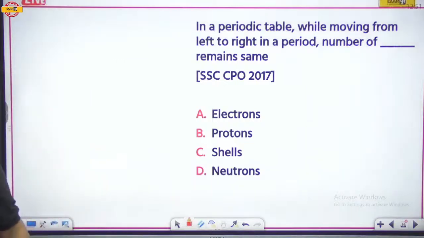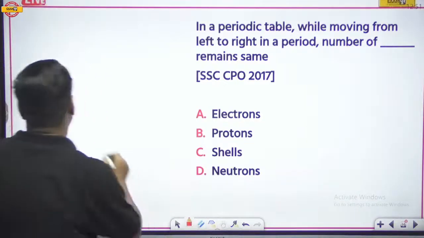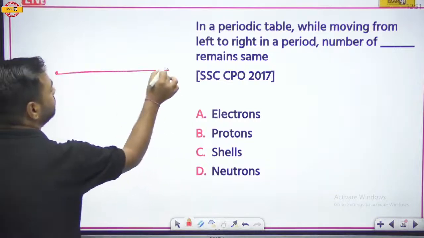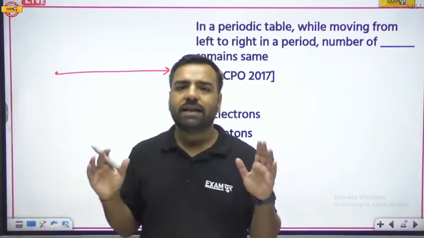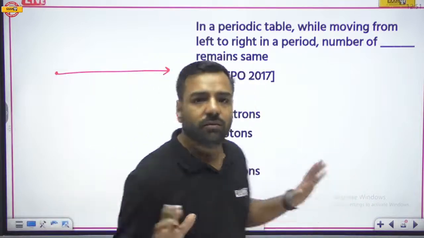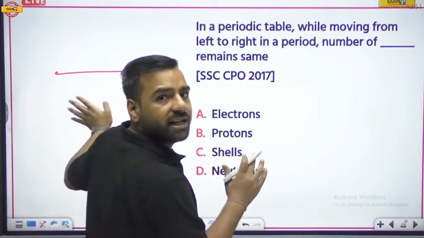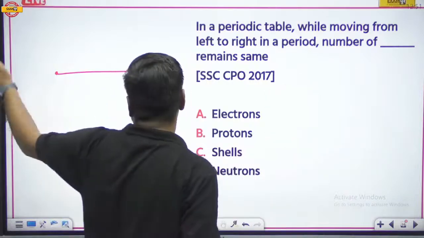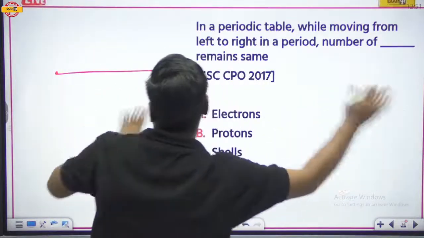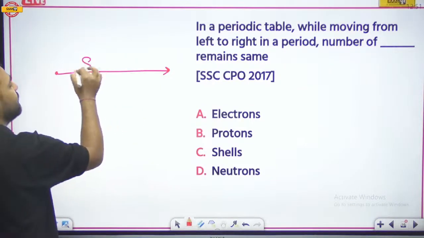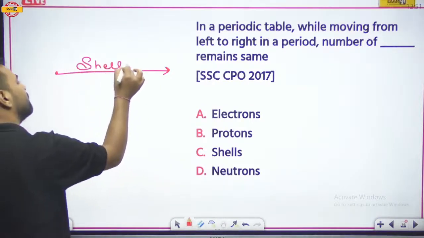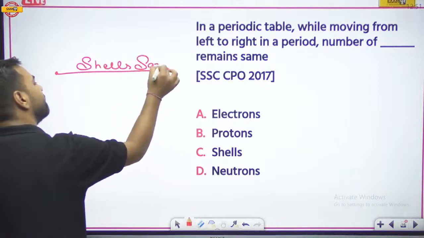Yes. So I was talking about a question where I'm moving from left to right. The best way to understand this is when I'm in this manner. So this is my left and this is my right. While moving from left to right, I must know the number of shells will remain same. I'm writing here, the number of shells remains same.